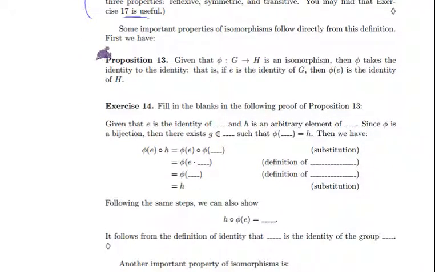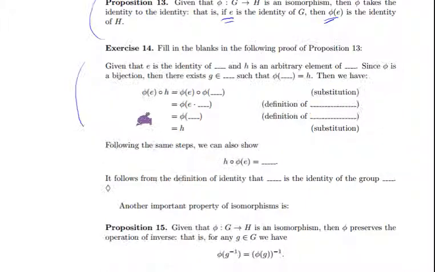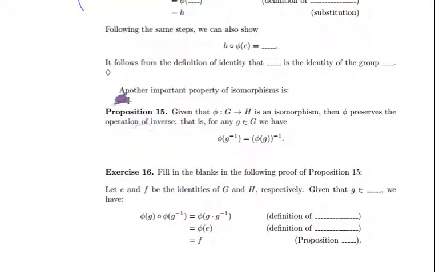Okay. Another important property of isomorphism is that any isomorphism always takes the identity of the first group to the identity of the second group. And then you're supposed to do this self-discovery proof of that. You can also say isomorphism commutes with inverse, that the isomorphism applied to the inverse of a group element is the inverse of the isomorphized group element.